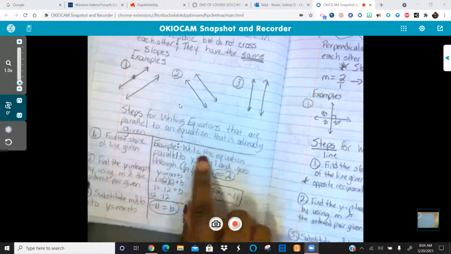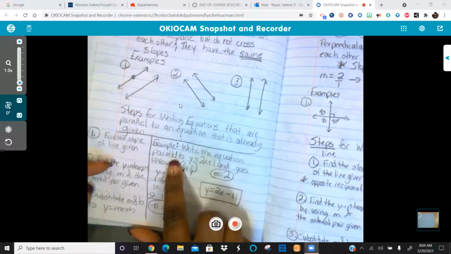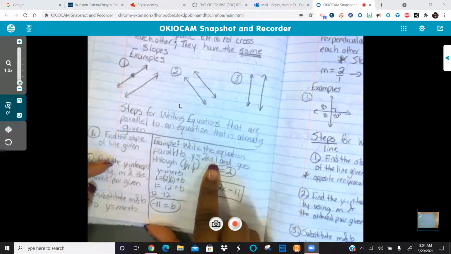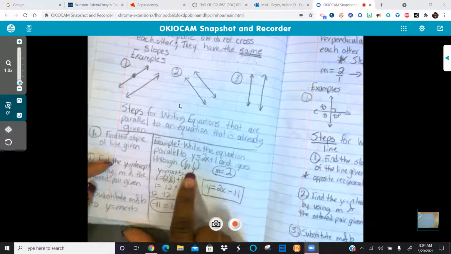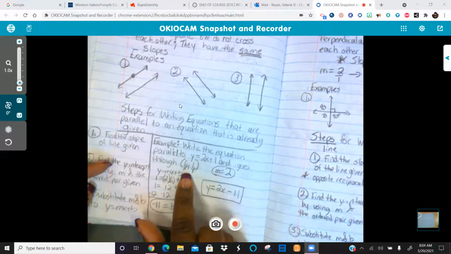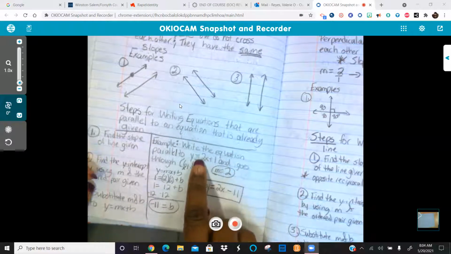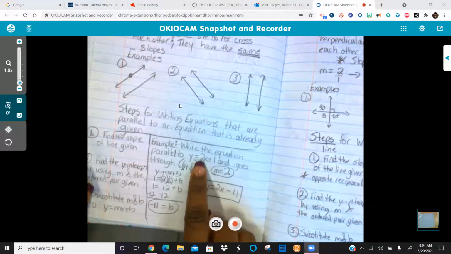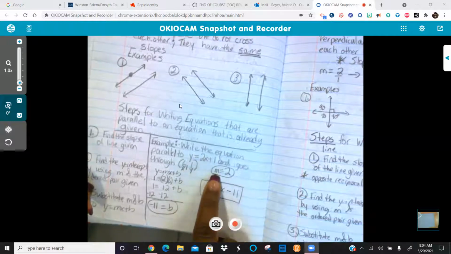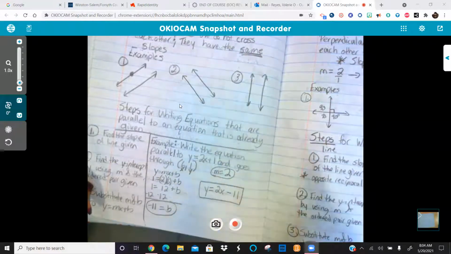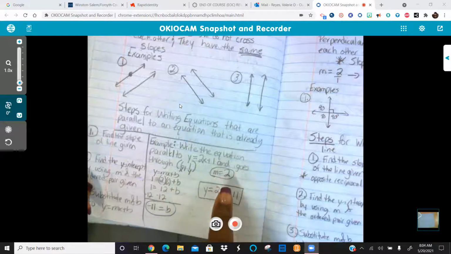So this is what they're going to give you. They're going to say, write an equation that's parallel to another equation, and it goes through a point. So they're going to give you an equation and a point. Find the slope of the equation they give you. The slope here is the number that's attached to x because it's written in slope-intercept form. So that's m. Now all you've got to do is find b, the y-intercept.